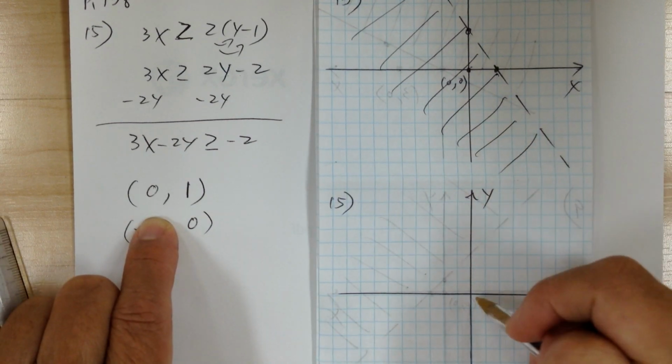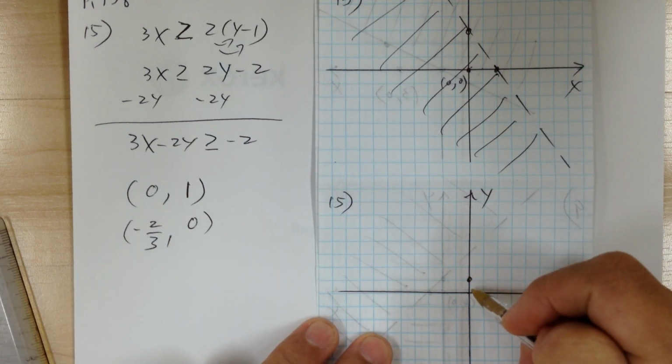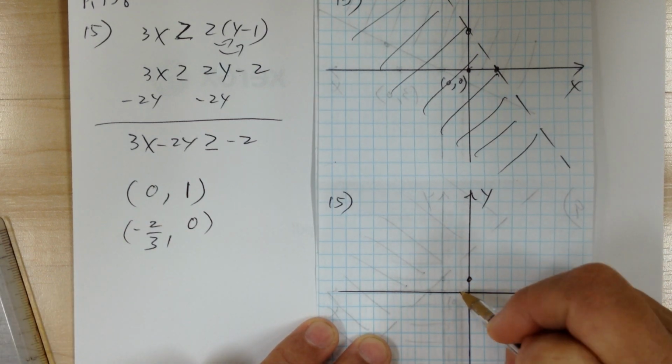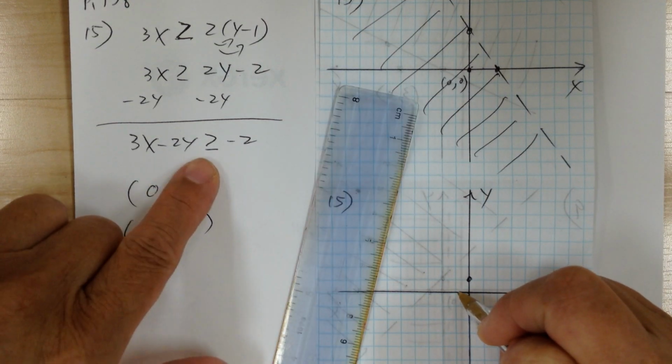So 0, 1 over here. Negative 2/3, 0 is right about over here. And this is going to be a solid line.